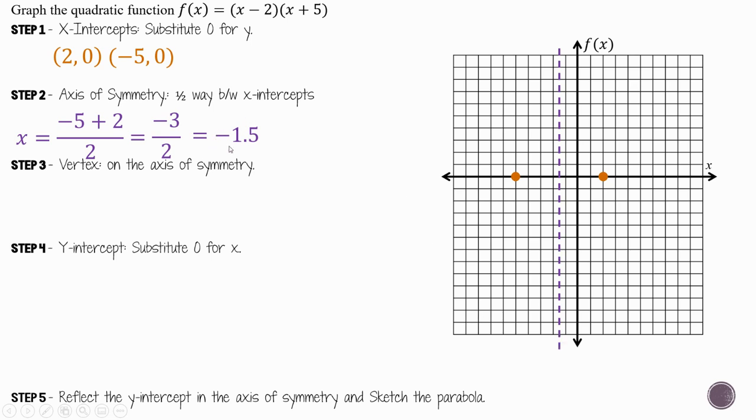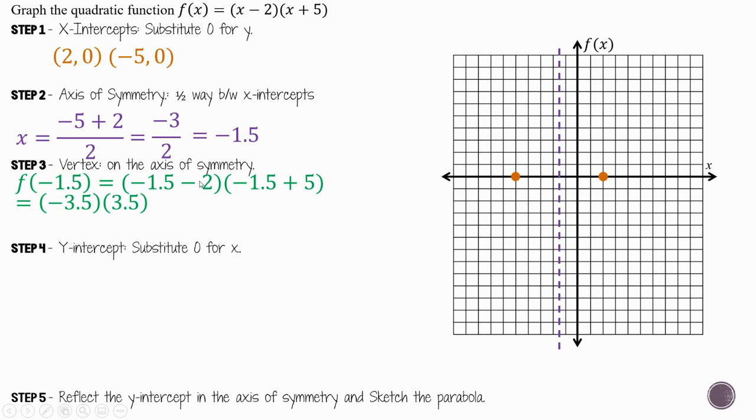So this x value is also where the vertex is. So I'm going to substitute negative 1.5 in for x. So there is x in two places here. Make sure we substitute negative 1.5 for both of them. In this set of parentheses, negative 1.5 minus 2 would give us negative 3.5. And then in the second set, negative 1.5 plus 5 gives us positive 3.5.